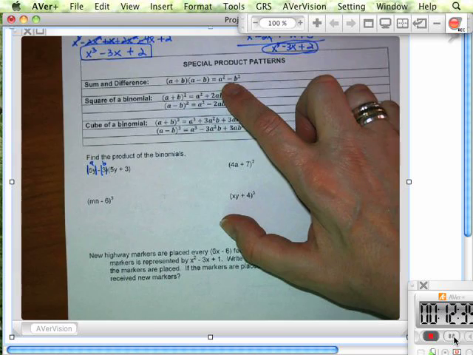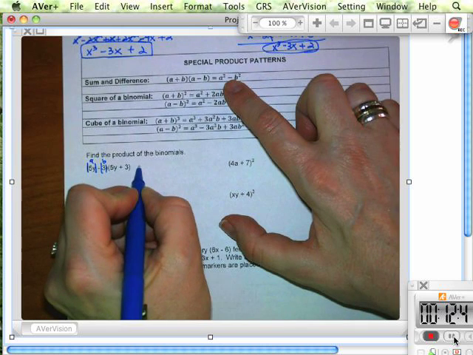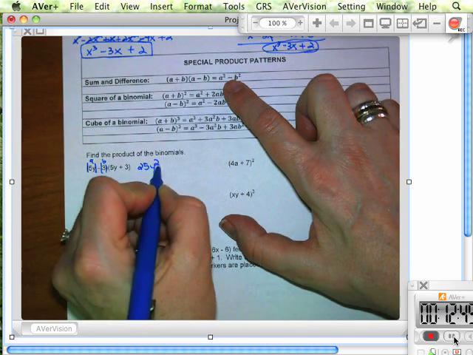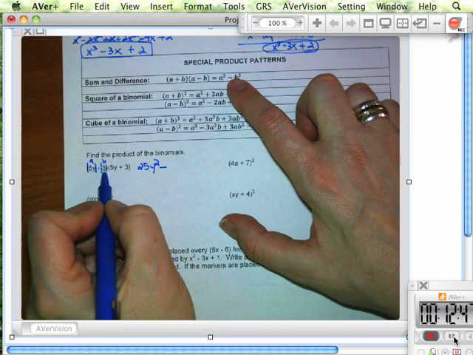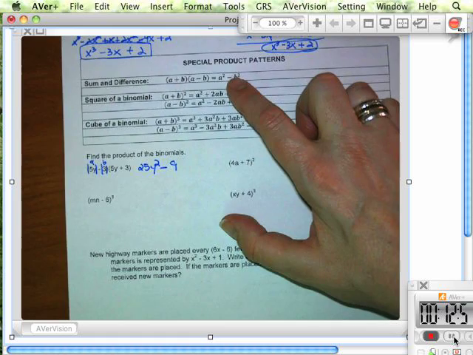Okay? If I have that instance like I do here, then I'm going to end up with A squared, which is 5y squared, which is 25y squared, minus B squared. B is 3, so 3 squared is 9. There's my answer, if I follow this pattern right here.